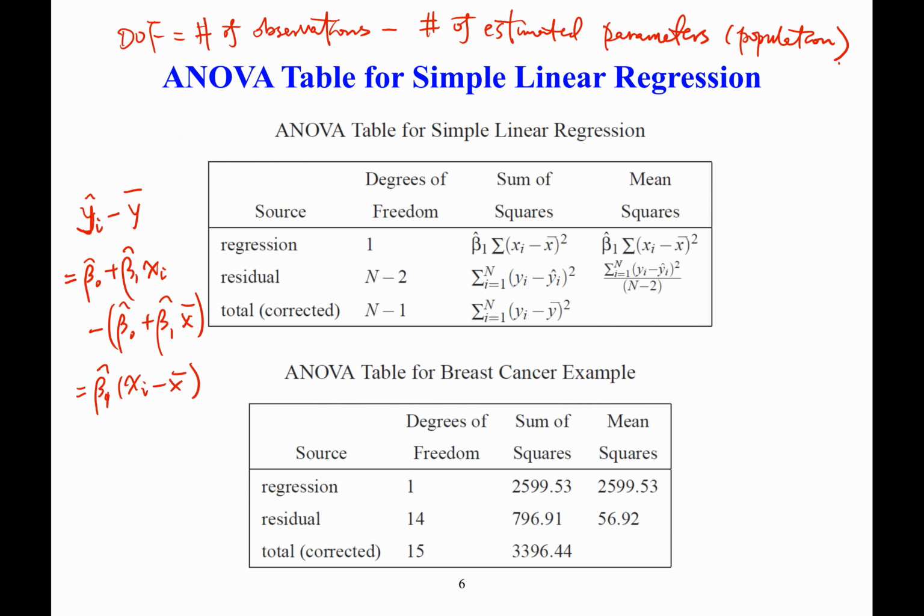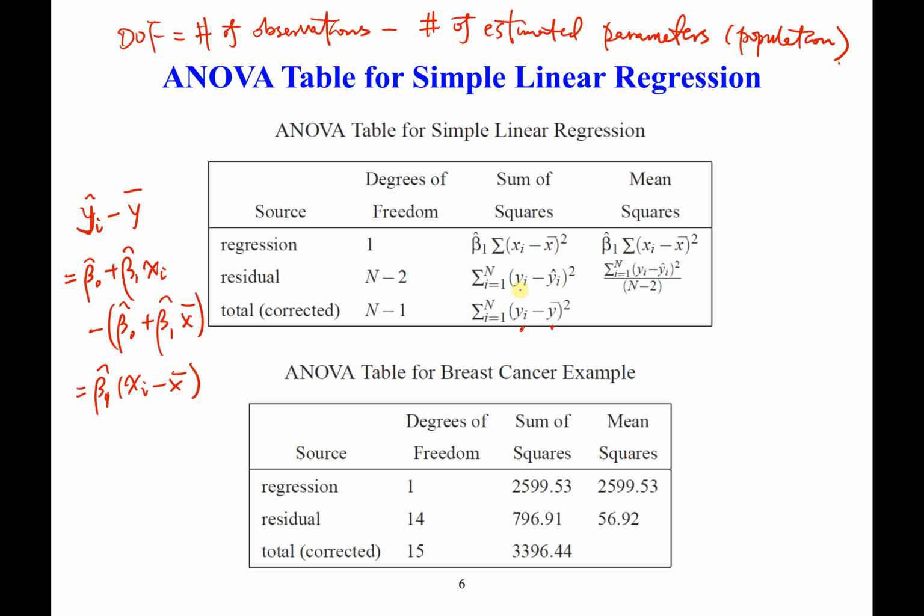So the ANOVA table for simple linear regression. Here we have a new concept called degrees of freedom. So how do we get the degrees of freedom? The degree of freedom, as shown here on the top, is the number of observations minus the number of estimated population parameters. So in the corrected total sum of squares, we have n observations yi, minus the number of estimated population parameters, that is only 1. So this is n minus 1.